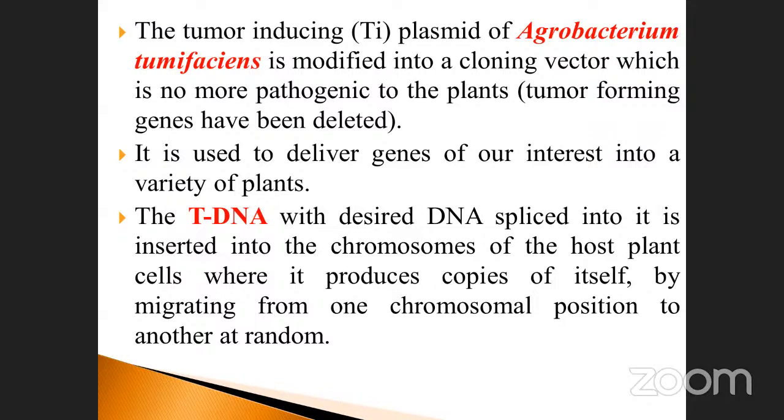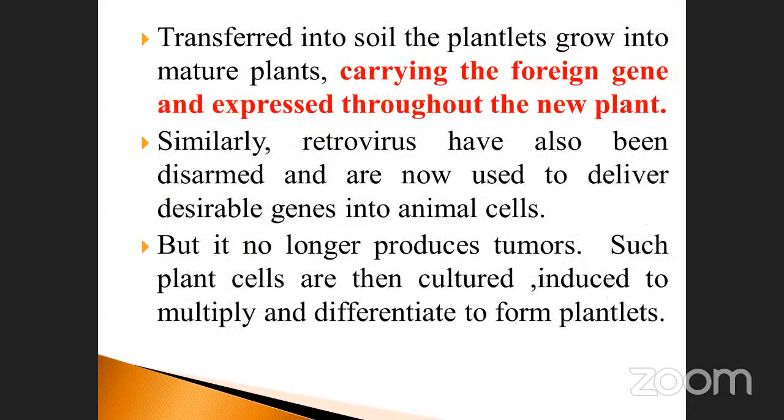The T-DNA with the desired DNA spliced into it is inserted into the chromosome of the host plant cell, where it produces copies of itself by migrating from one chromosomal position to another at random. This is very, very important. After this, we can use other chromosomes. It can migrate randomly within the cell. Then it is transferred into the soil, and the plantlets grow into a mature plant. We already did this in tissue culture technology. You already know how tissue culture is possible.